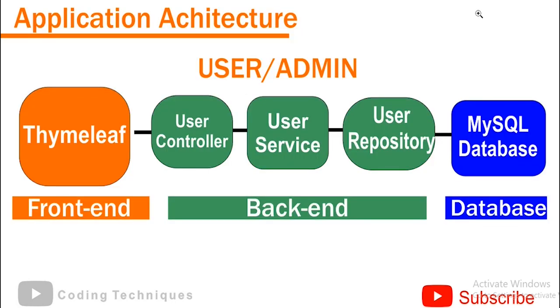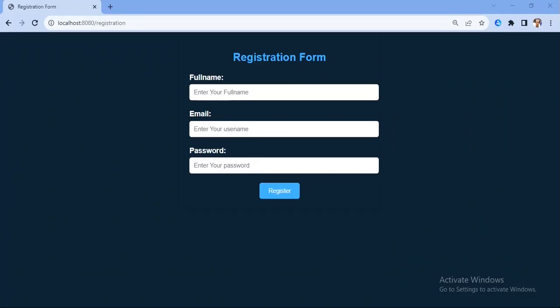This is our application architecture for user and admin registration and login. We will use Thymeleaf as the front end, the backend includes user controller, user service, and user repository, and the last one is MySQL, which we use for the database. Here is the registration page. Both user and admin will use the same registration form to register, and at the time of login, when they log into the application, they will have different success URLs.